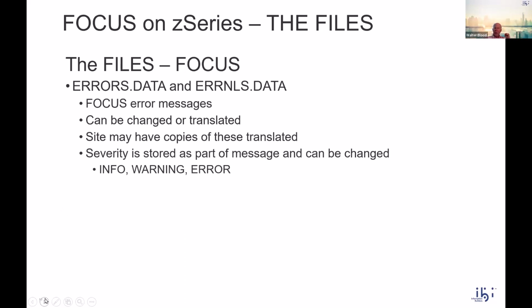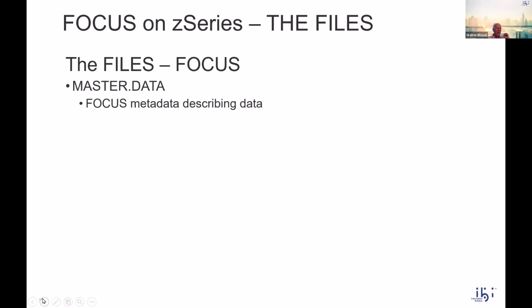We store severity for the error messages as part of the error message itself. And these can be changed. So you actually have some flexibility here. We have three levels: info, warning, and error. And typically with error, we stop. Typically with warning, we don't. Info, we don't. If you want to change something, you actually can go in and adjust the specific error message and change the level of severity so that your site has different usage.